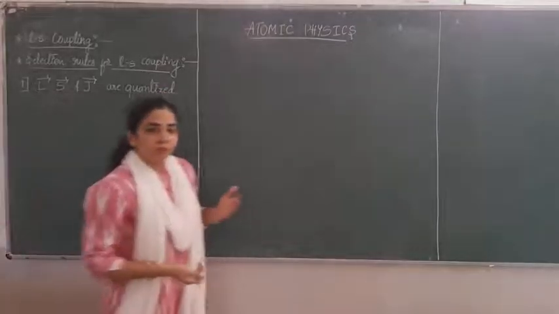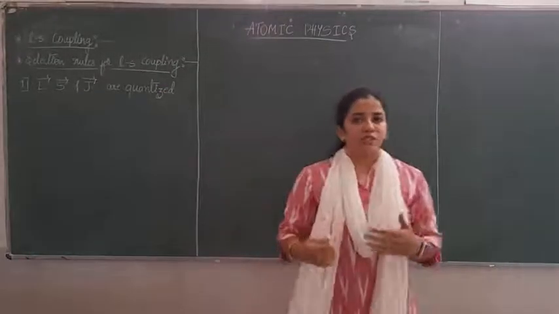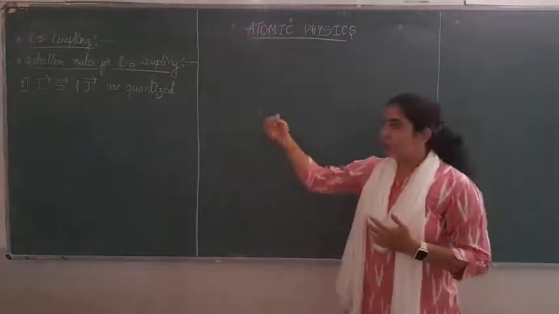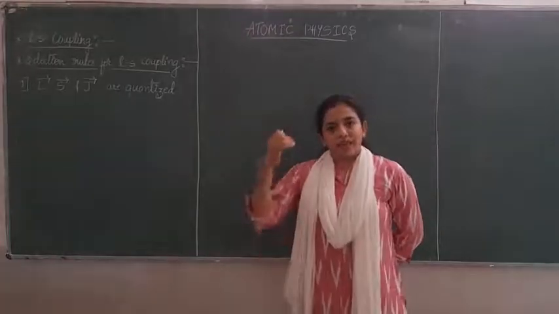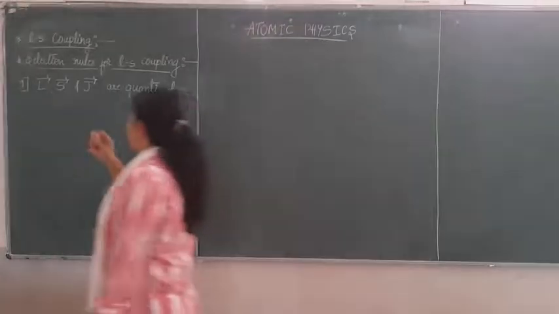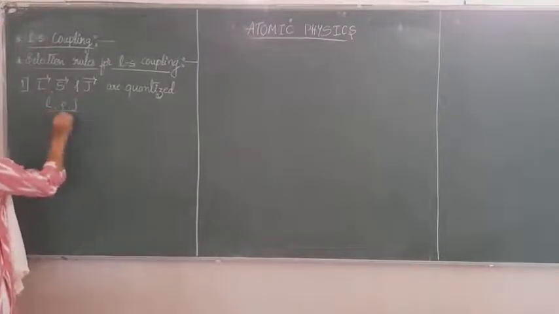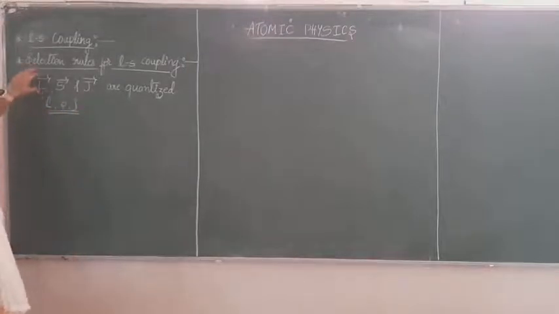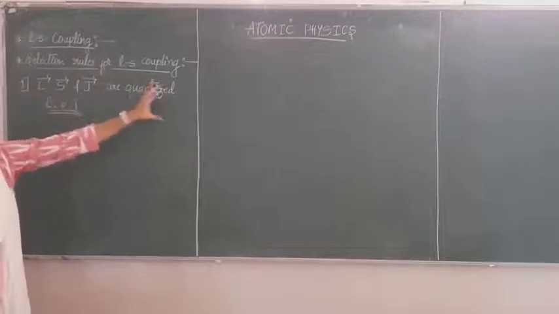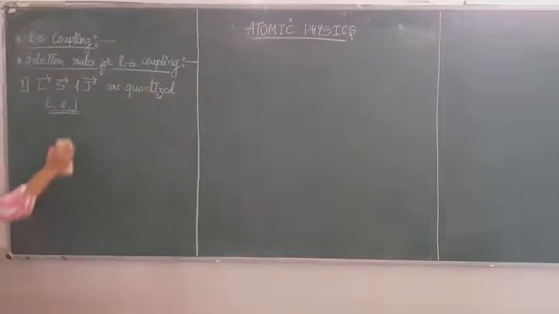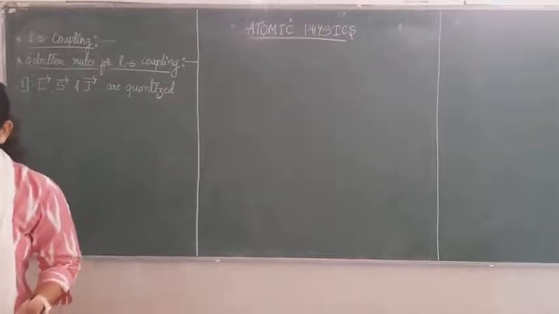Isn't it obvious? L is given by h cross into under root of L into L plus 1. Similarly S and J. That means small letters L, S, J are quantum numbers and our physical quantity depends on these quantum numbers. So these physical quantities are also quantized. So this is the first rule, or we can say a statement.